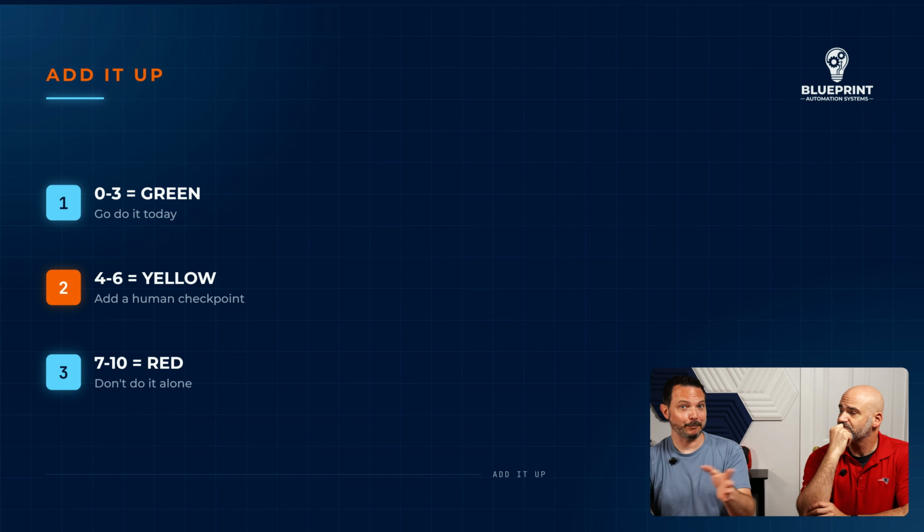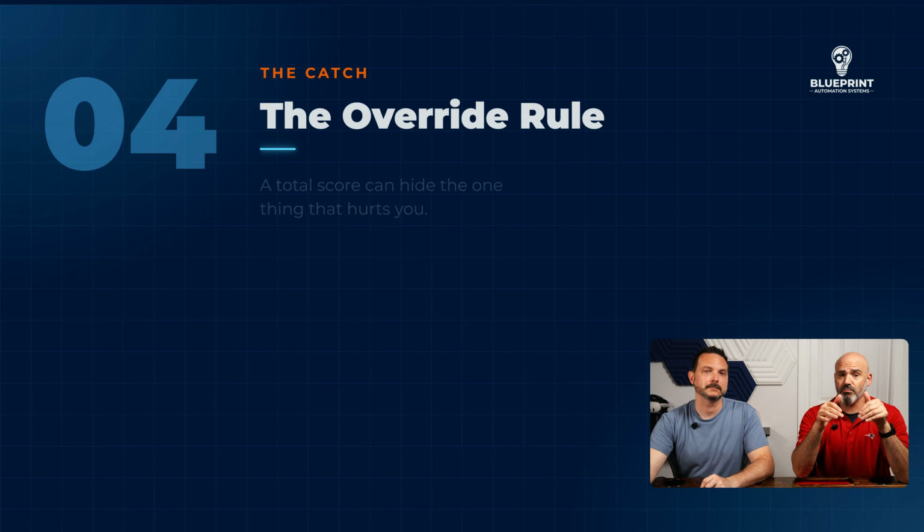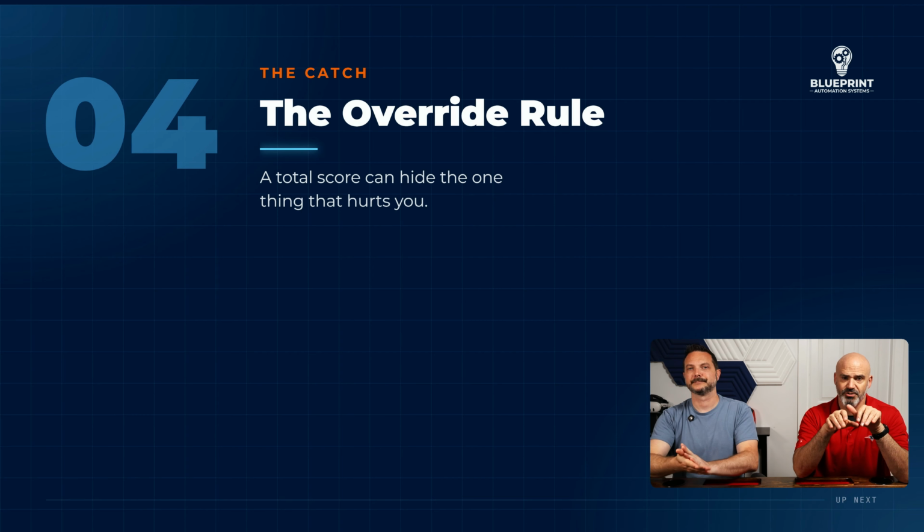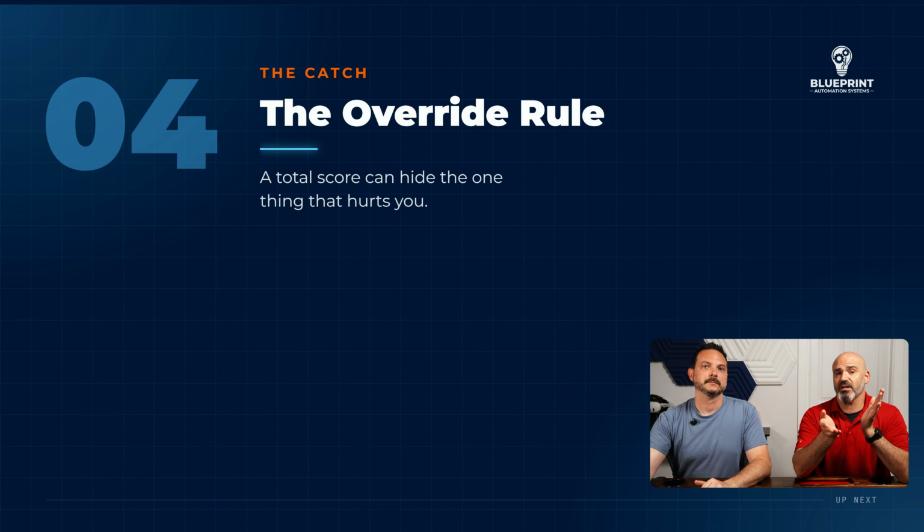7 to 10 is that red, super high risk area, and it doesn't mean don't ever build it. It means don't do it alone, don't do it fast, and get somebody in your corner who's actually done it before, because the failure mode here can be expensive and it doesn't always announce itself and let you know you're in trouble. Caveat: a total number can lie to you, and that's true of every scoring system everybody's ever handed you. We'd rather just say that than let you find out on your own.